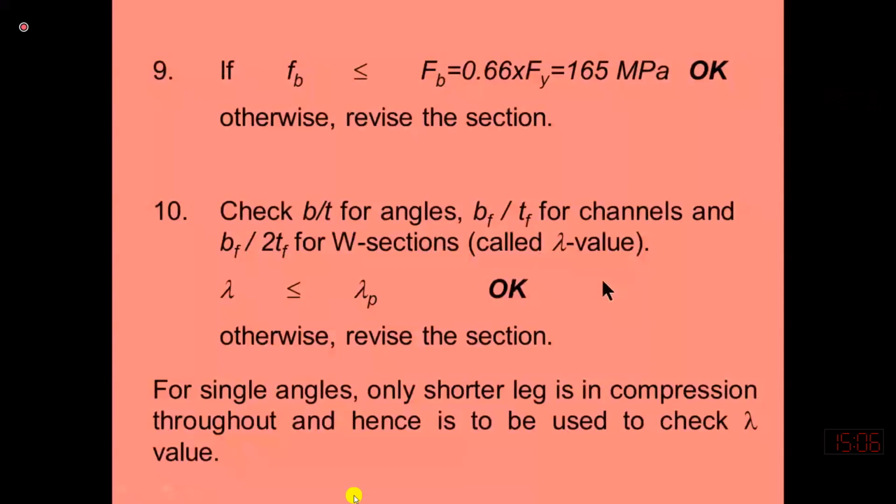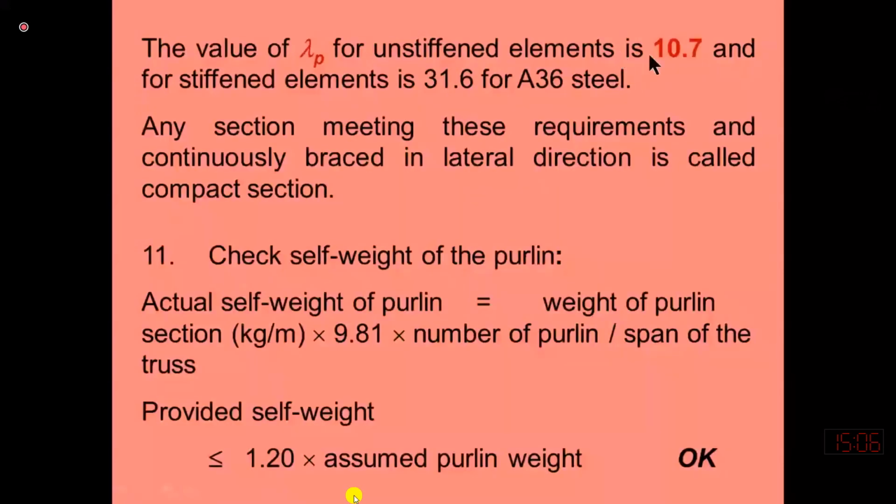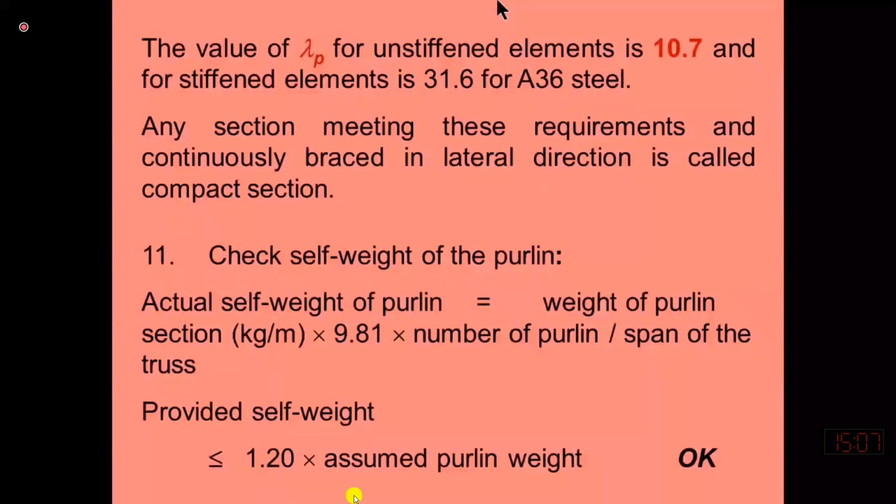So lambda p value for an unstiffened element is 10.7, so the lambda value should be less than 10.7 in our case. And for the stiffened element, this is 31.6. An unstiffened element is the part of a steel section which is connected only from one side. The legs of angle sections are connected only from one side, so they are unstiffened. Similarly, flanges of channel and I sections are also connected from one side, so they are also considered unstiffened elements.